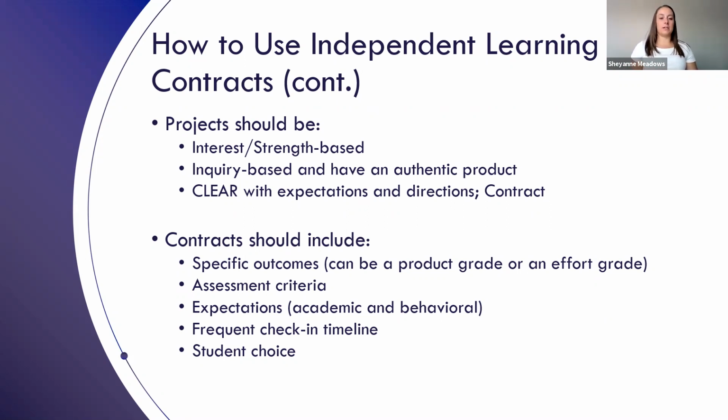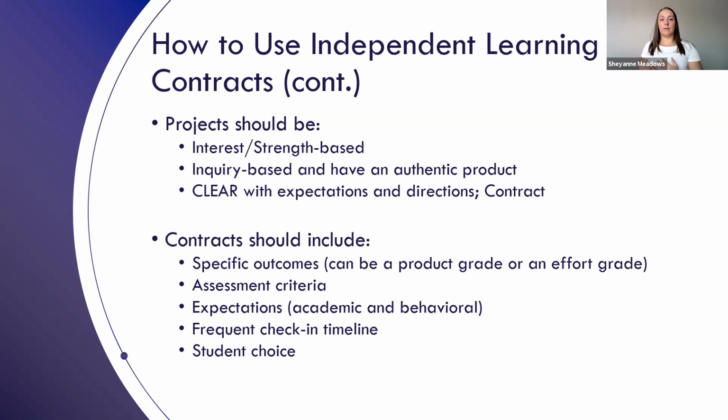You want to make sure that there is some kind of a rubric or some kind of a mechanism on which they're being evaluated and they are very well aware of that and understand. So it can be an effort grade based on how hard they work on their project or academic risks. It can also just be a product grade in place of the grade of whatever the project the class is working on. You should have a clear assessment criteria.